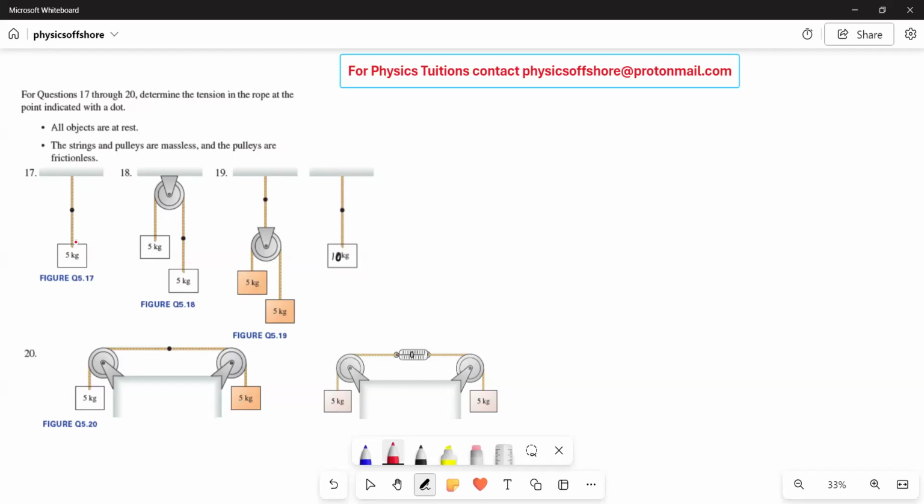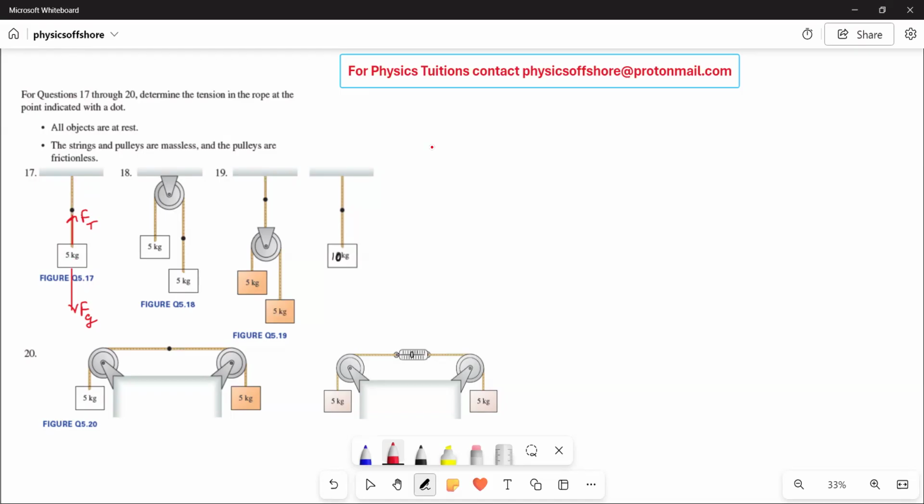A mass of 5 kilograms is hanging from a stand or roof. Now he is asking us to find the tension at this point. From the figure, we can make out that Fg acts downwards and F tension acts upwards. So this is F tension and this is Fg. Both are balanced, and the object is in static equilibrium. When the object is in static equilibrium, all the forces are balanced.